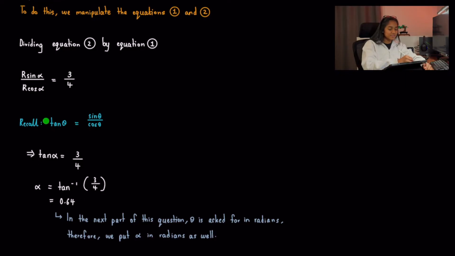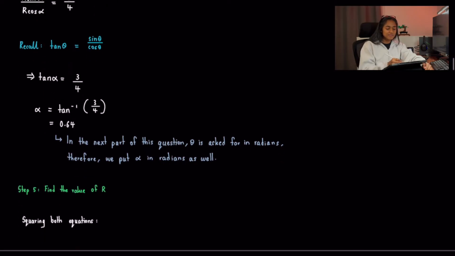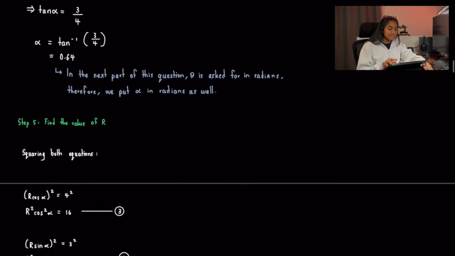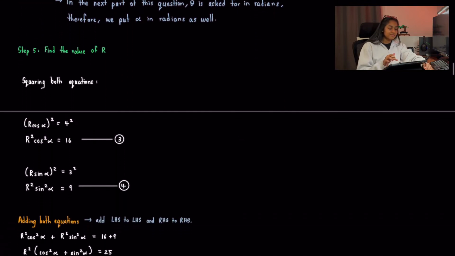So we replace it using the identity, and we get tan alpha is equal to 3 over 4, and we get 0.64. So in the next part of the question, theta is asked for in radians, so also be very careful what is in degrees and what is in radians, right? So radians.